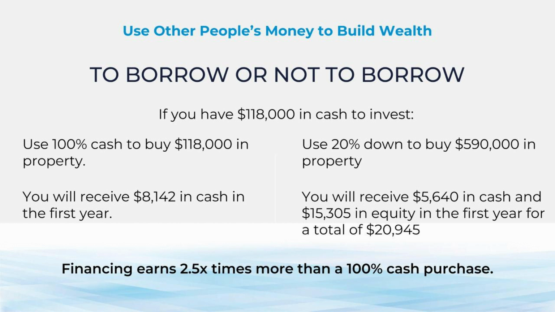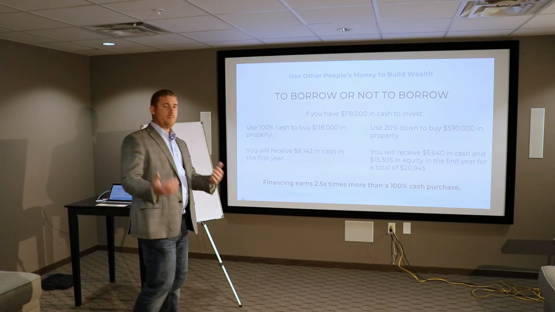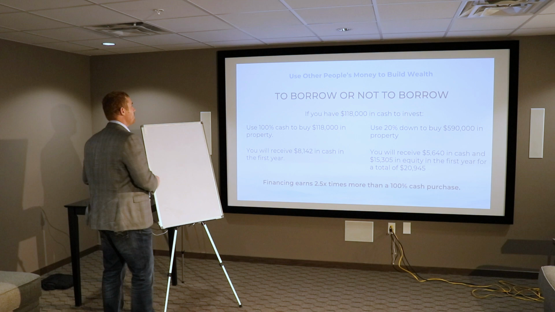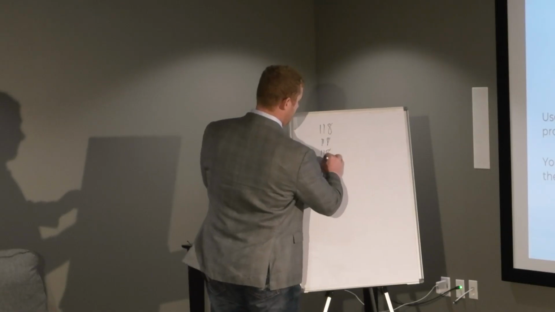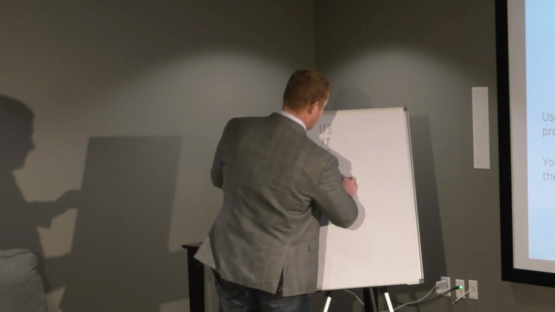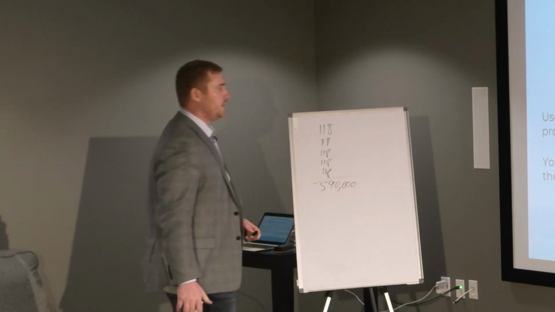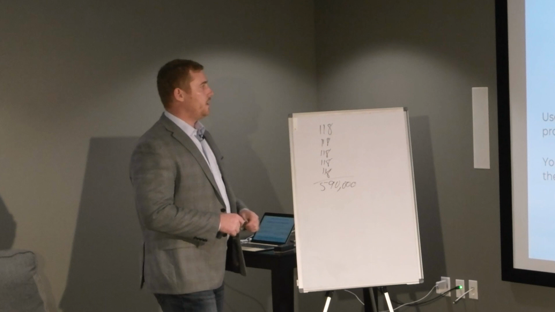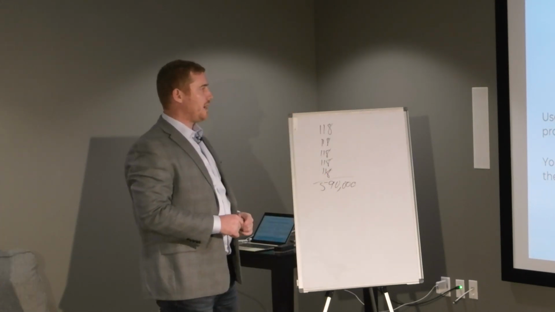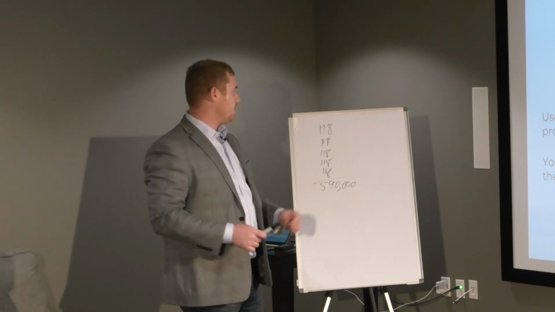If, however, we instead take that same $118,000 and put 20% down, so we can essentially buy 5 of these same properties. So if you just think about this, if we put 20% down, we could buy 118, 118, 118, 5 times. At the end of that, you're going to have $590,000 in property. So we could put the 118 down one time, buy $590,000 in property, and let's look at our return.